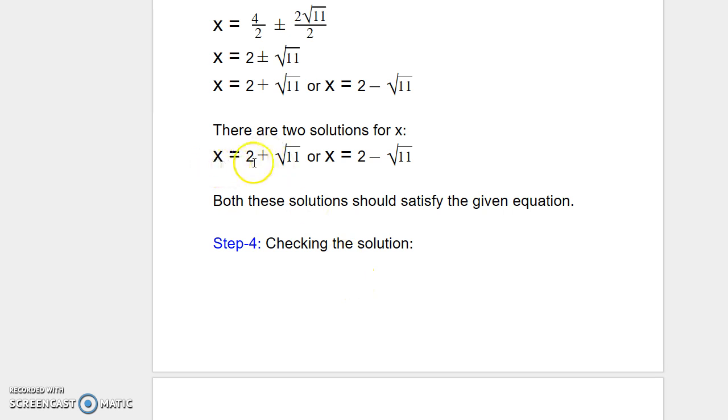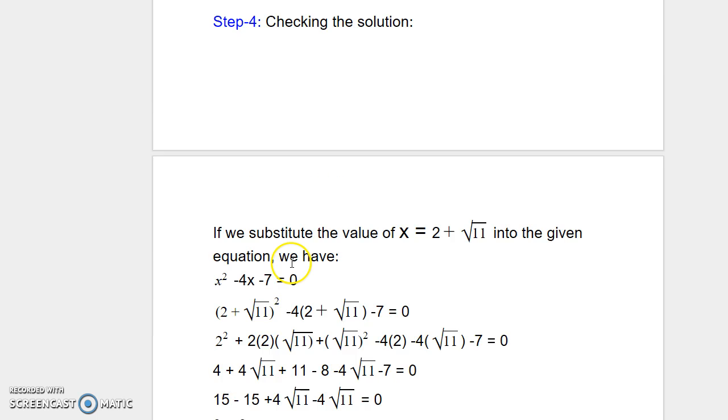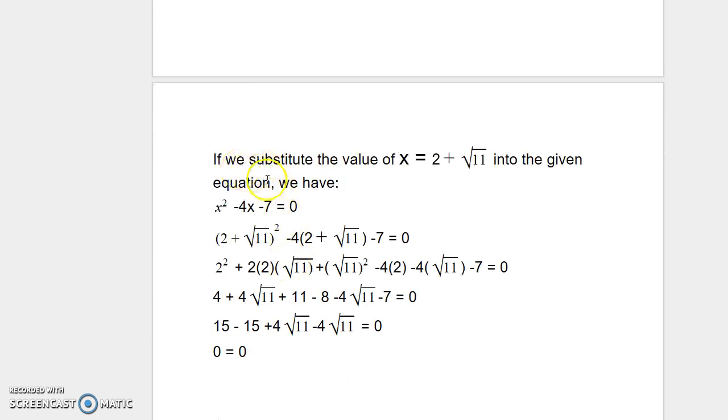Let's start with x equals 2 plus the square root of 11. So the given equation we have is x squared minus 4x minus 7 is equal to 0. Wherever we see x, we're going to substitute the value of 2 plus the square root of 11. 2 plus the square root of 11, the whole raised to the power of 2, minus 4 times the value of x, which is 2 plus the square root of 11, minus 7 is equal to 0.